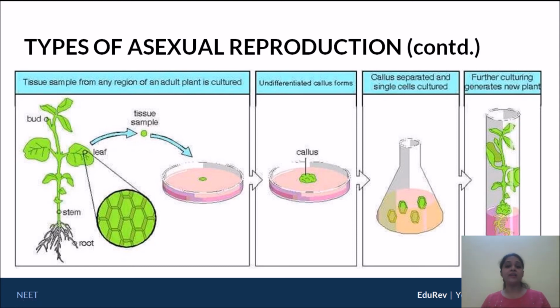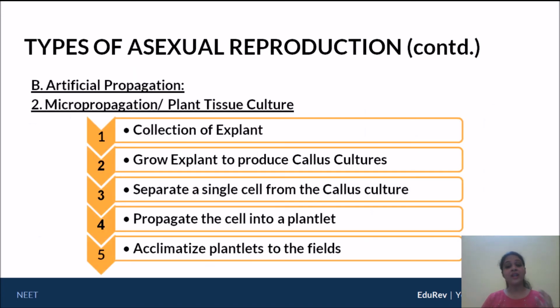But now I want you to understand this. Where have we conducted all these particular experiments? All of them have been conducted in the laboratory, which means we have given the best possible conditions. Now we need to be able to transfer this particular plantlet into the field. That's not very easy because this plantlet has grown under good conditions. So therefore, in the last step, acclimatize these plantlets to the field.